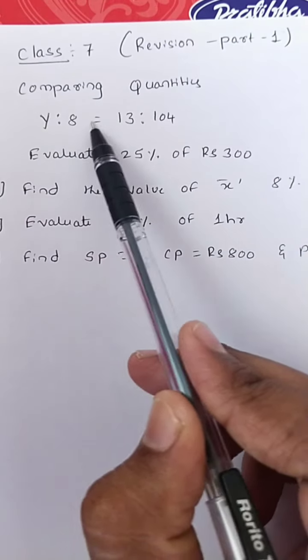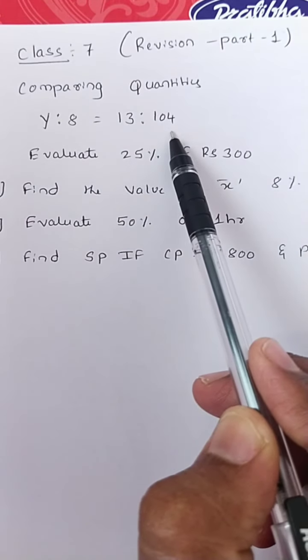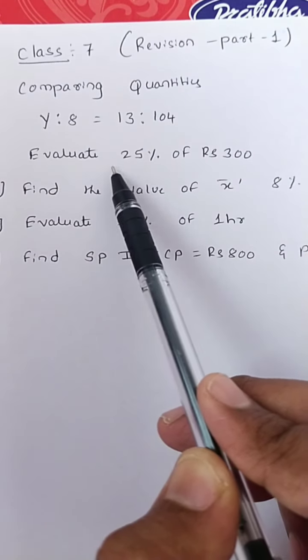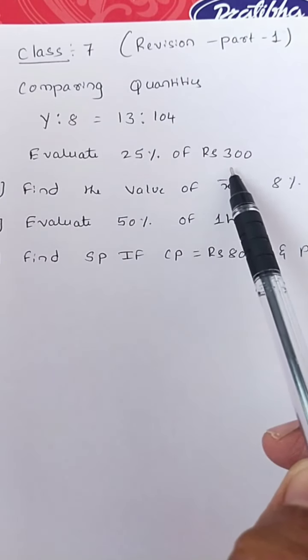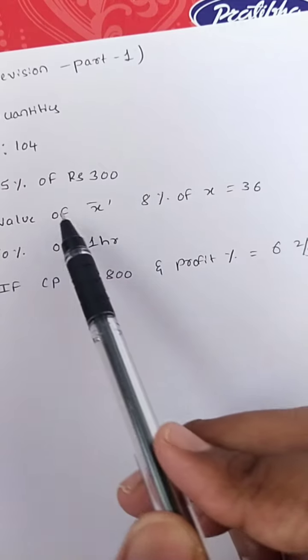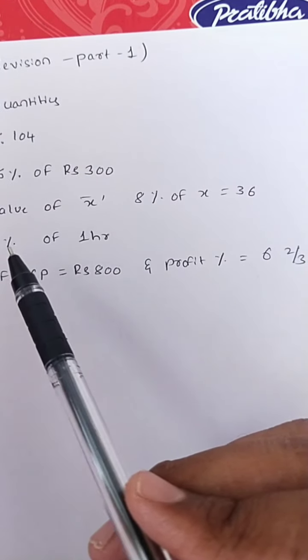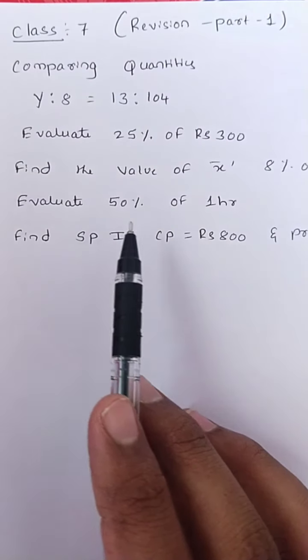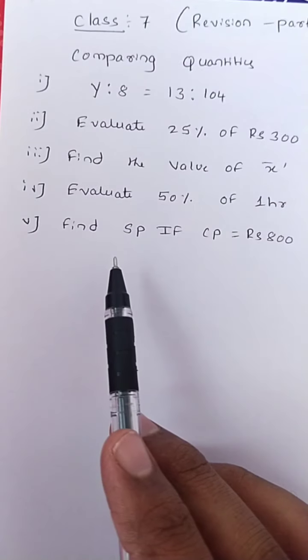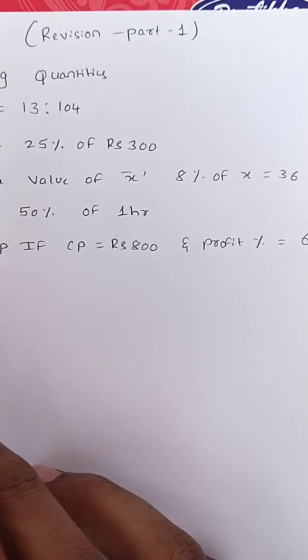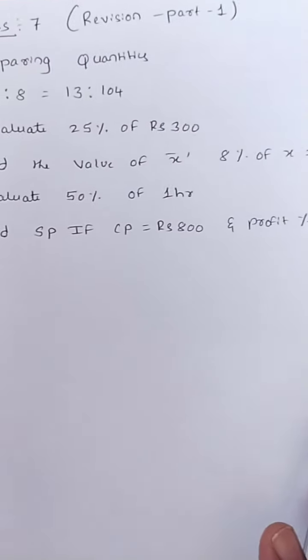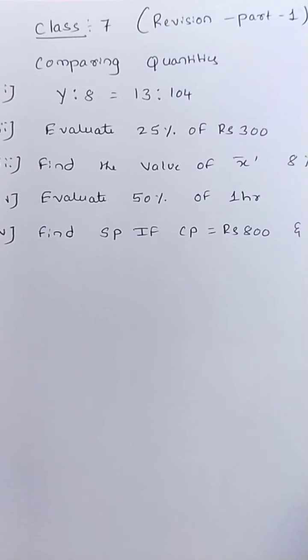The first one is y is to 8 is equal to 13 is to 104. First you need to find the value of y. Second, evaluate 25% of rupees 300. Third, find the value of x if 8% of x is equal to 36. Fifth, evaluate 50% of 1 hour, and find SP if CP is rupees 800 and profit percentage is 6 2/3 percent. So these 5 questions I am going to solve for your revision part.